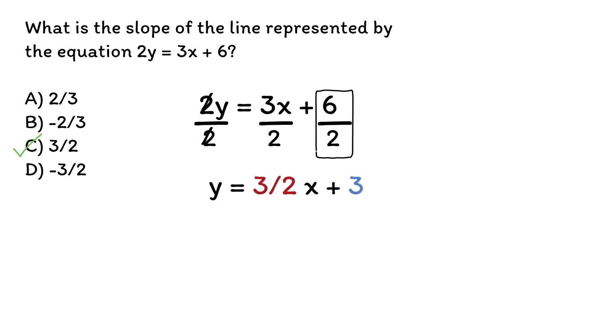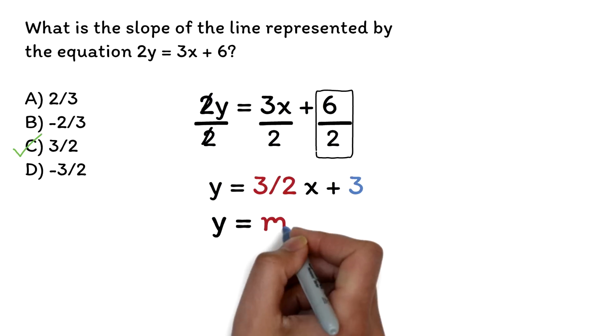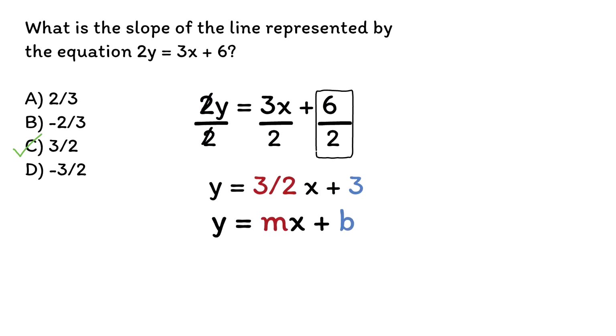Now this is in the slope-intercept form of the equation of a line, y equals mx plus b. We said in this form, the number with the x is our slope. So our slope is 3/2.